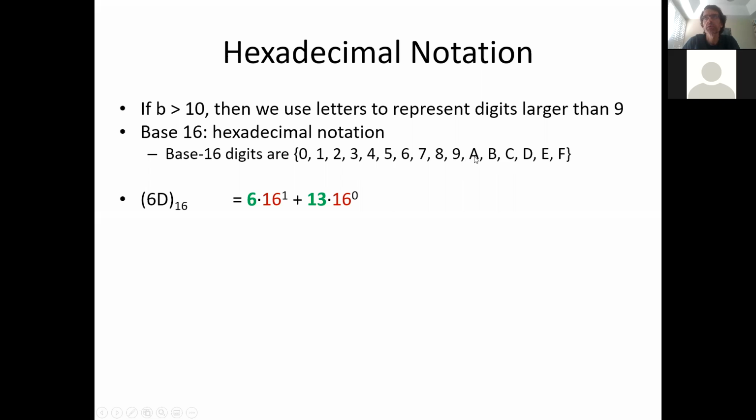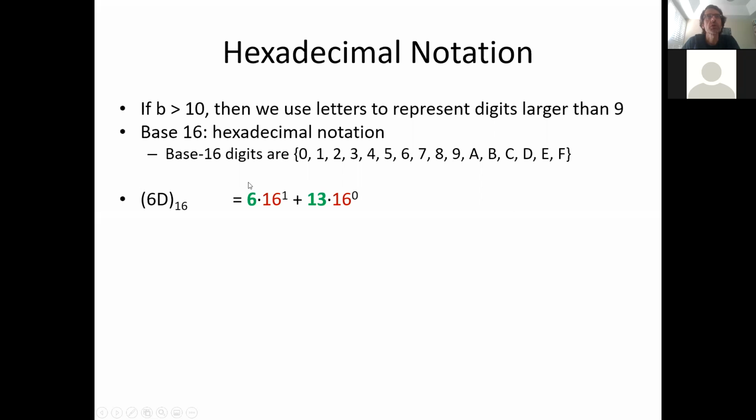We use alphanumeric characters. And honestly, you will not deal with higher bases than hex. So you just need to learn that in hex, this is the convention to denote the 6 missing digits that you don't have in Arabic numerals.